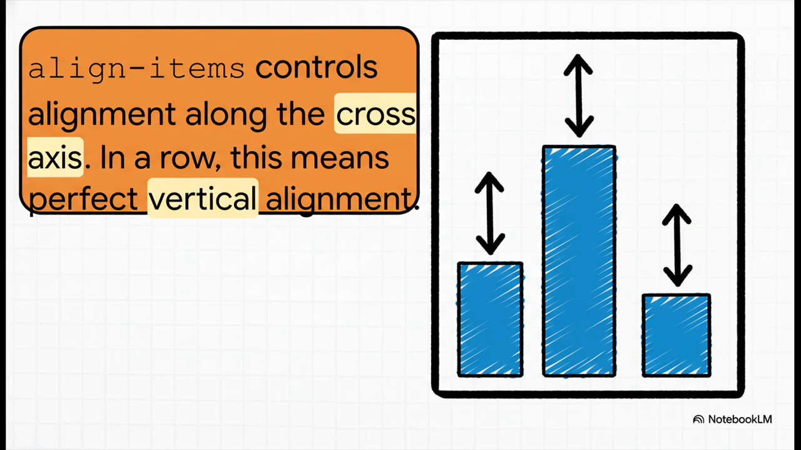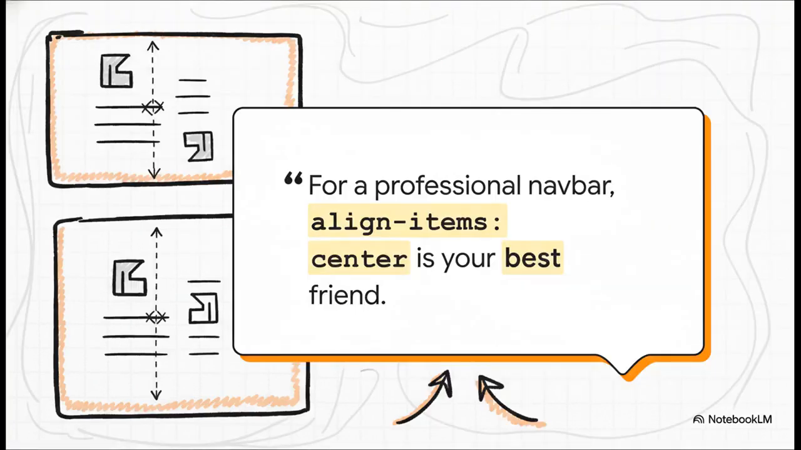Okay, so justify content handles the main axis. What about the other direction? That's where align items comes in. It controls the alignment along the cross axis, which is always perpendicular to whatever your main axis is. So if our flex direction is row, which is horizontal, then the cross axis is vertical. This is the property that finally solves that age-old problem of vertical centering. And for our navbar, align items center is exactly what we need.